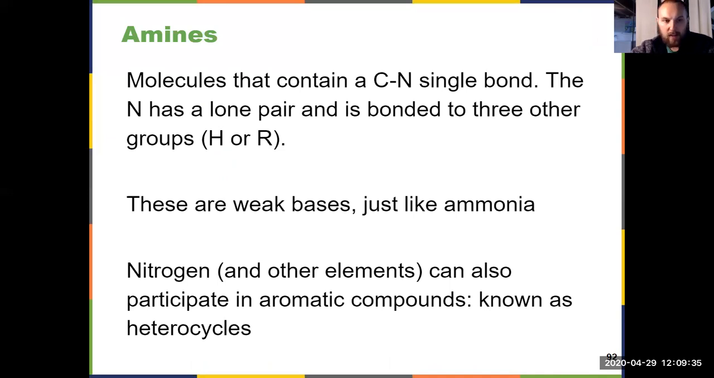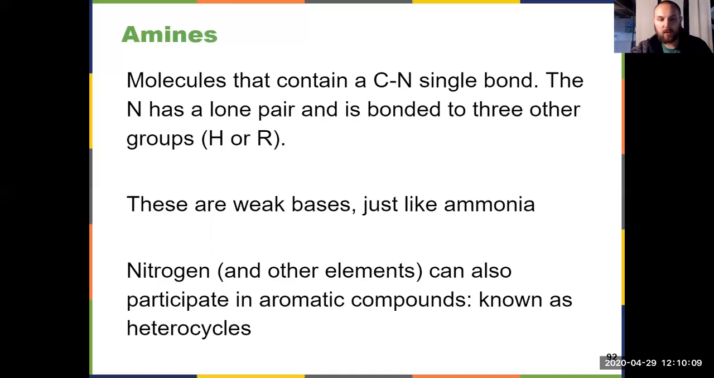Amines are molecules that contain a carbon-nitrogen single bond. That nitrogen has a lone pair and then is bonded to 3 total groups. So if we're considering one of those to be the CN bond, that should be 2 other groups. So you've got nitrogen with a lone pair and then 3 total bonds going to either carbon or hydrogen. And because of the lone pair on nitrogen, those are Lewis bases. They're weak bases, like ammonia. NH3 is the simplest amine. We've covered that before, acting as a base.